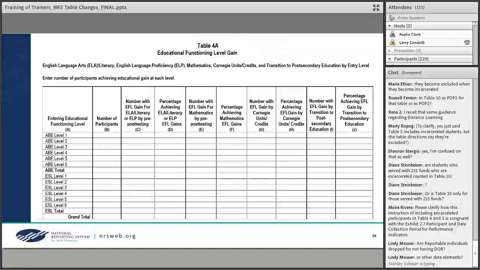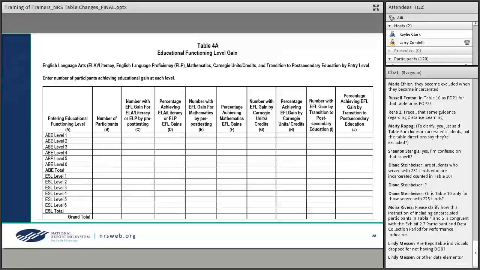I'm looking at the question. I'm seeing, are reportable individuals dropped for not having a date of birth? Is that the question we're talking about? No, somebody wrote in the chat pod, if a person came for one POP and then left and came back for less than 12 hours, would we count them in 2A as a reportable individual? I think not. But what do you think?